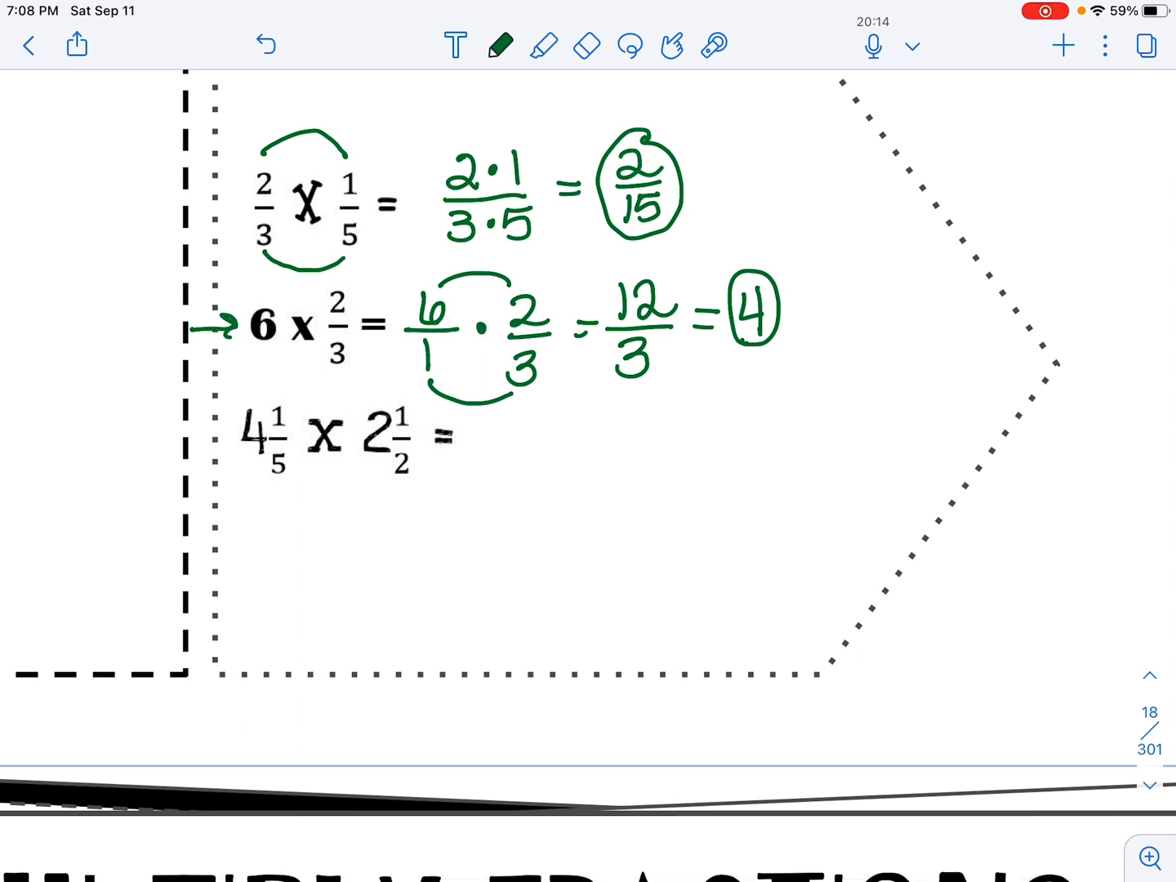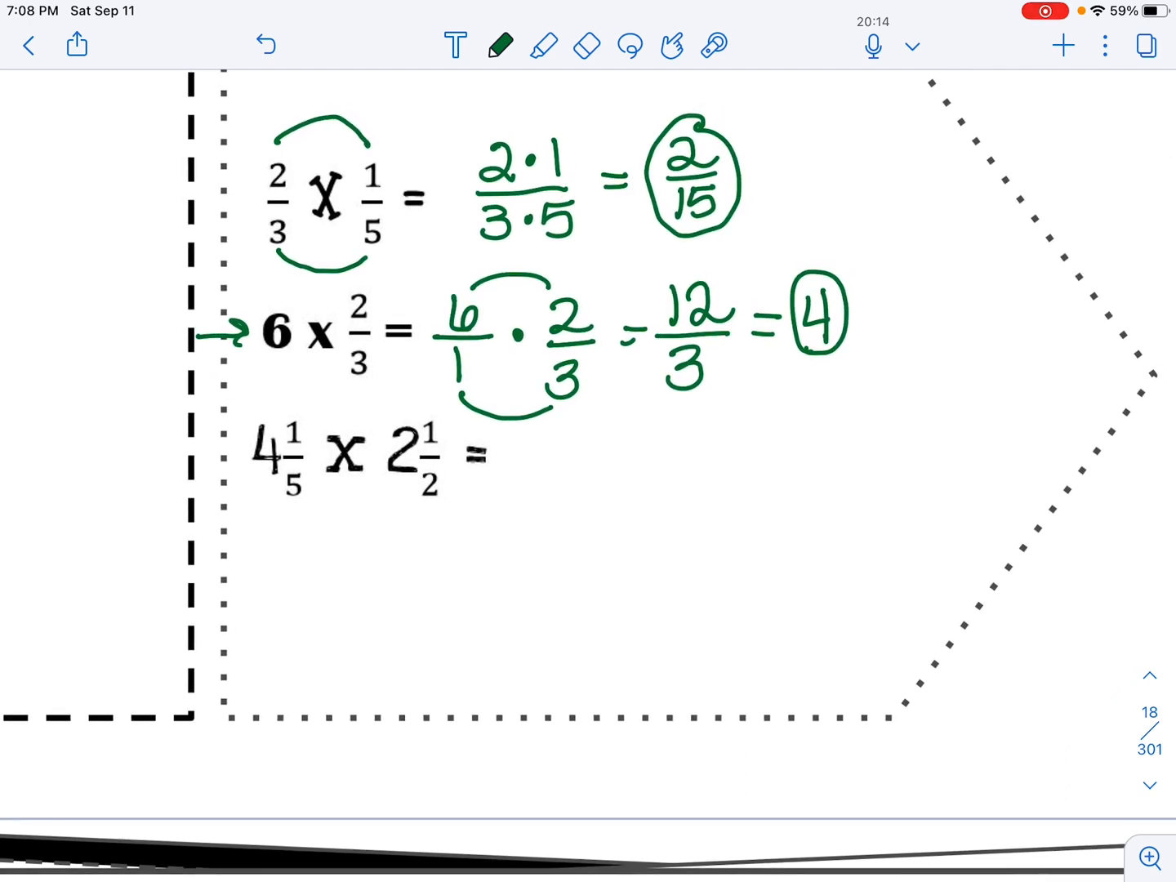We have 4 and 1/5 and 2 and 1/2. Uh-oh. Remember, no whole numbers, no mixed numbers. So I have to make these into improper fractions. So I'm going to use my Texas popcorn method. So I have to multiply and add. So I get 21/5 for the first fraction. And then 2 times 2 is 4. 4 plus 1 is 5. And I'm going to have 5/2. Remember, denominator stays the same.